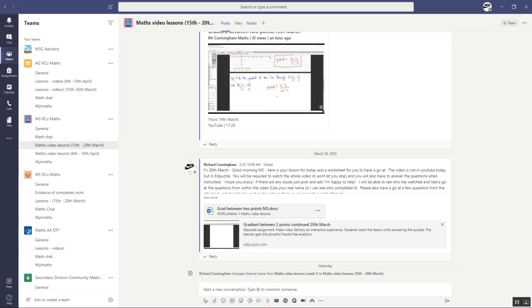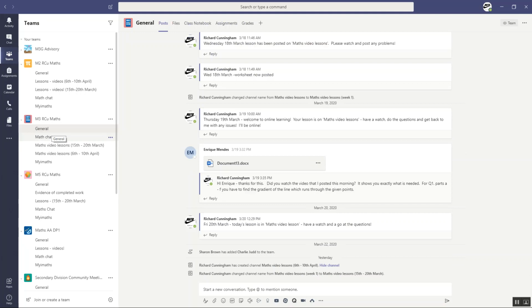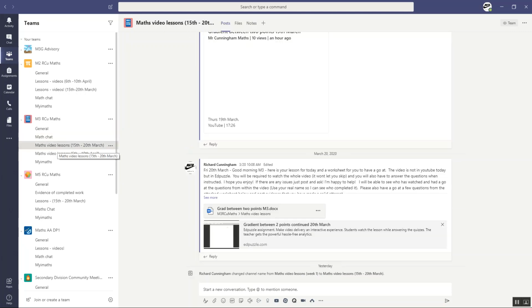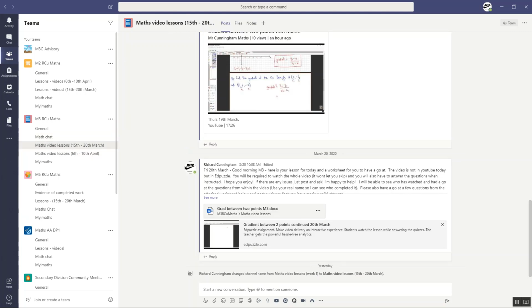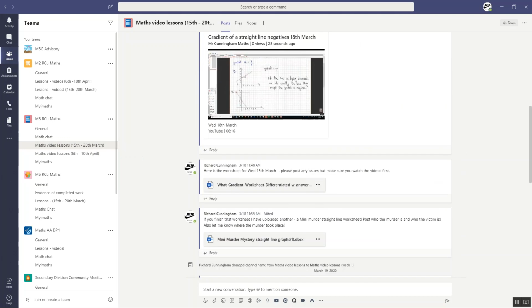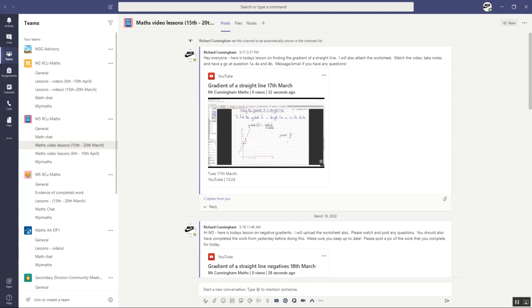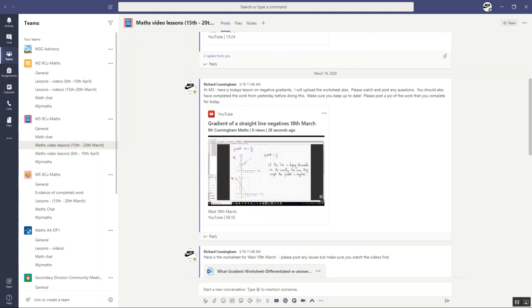If I just go into Microsoft Teams, you can see here, this is your section, M3 RCU Maths. We've got general, which is just information and things. We've also got math chat. This is all the lessons of that last week of term, from the Tuesday all the way up to the Friday. So it's your responsibility, remember, to go and have a look at these. And I can, of course, see if you have or not.